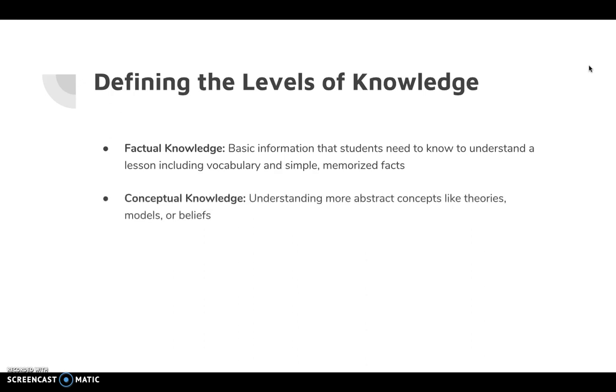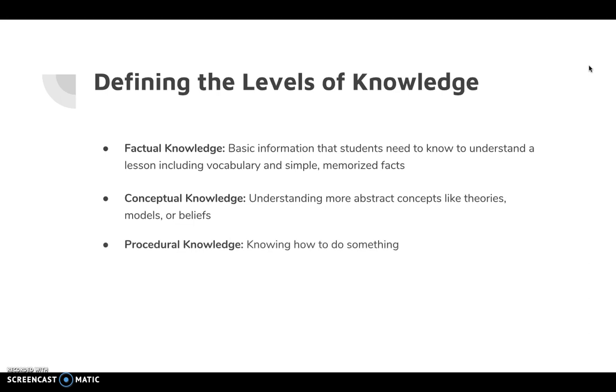The next level of knowledge is conceptual knowledge, which is when students can understand more abstract concepts like theories, models, or beliefs. Examples of conceptual knowledge might include understanding the different types of conflict in literature, the model of the atom, or the basic tenets of Hinduism.